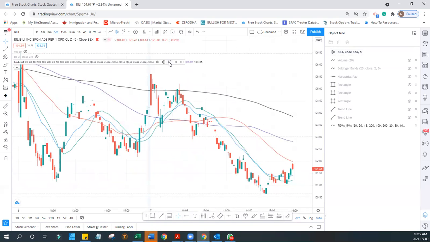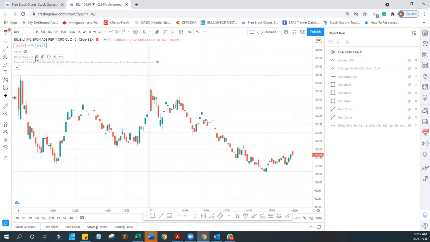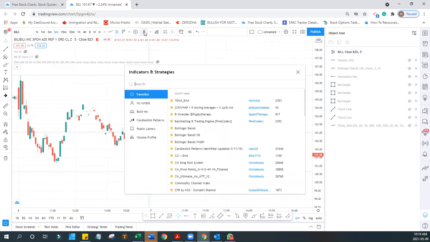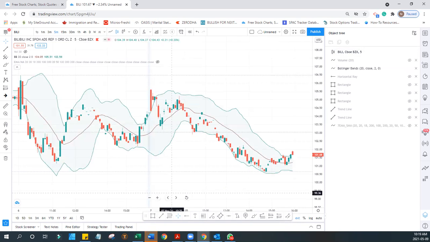Okay, I'm going to move this one off. So let's go to Bollinger Band. When you go to your indicators, you will find this Bollinger Band. Click on the Bollinger Band and it will come like this.